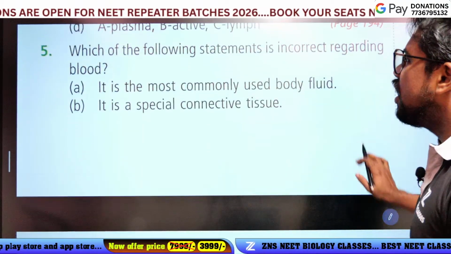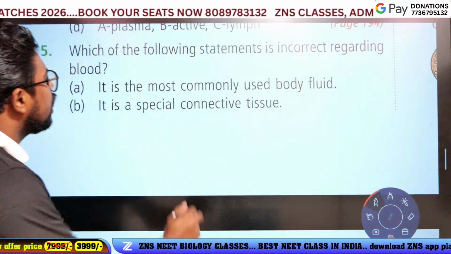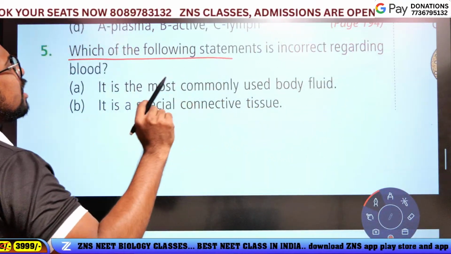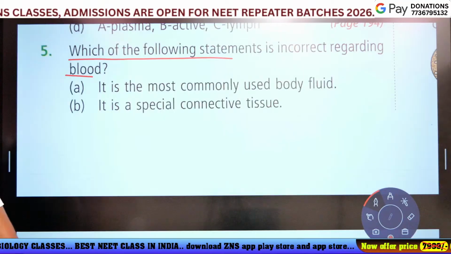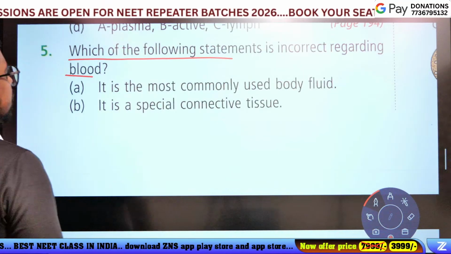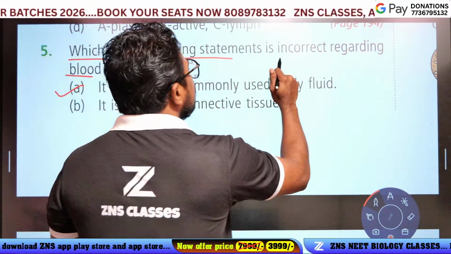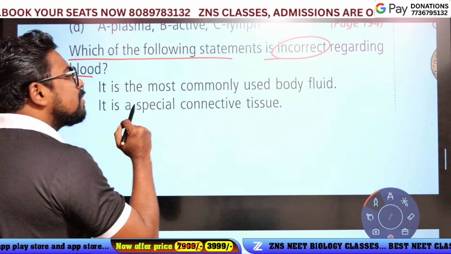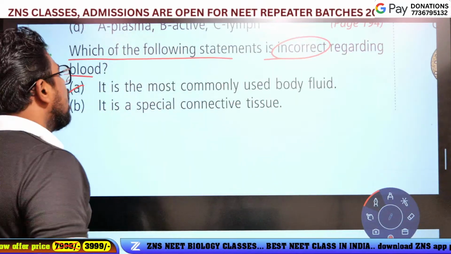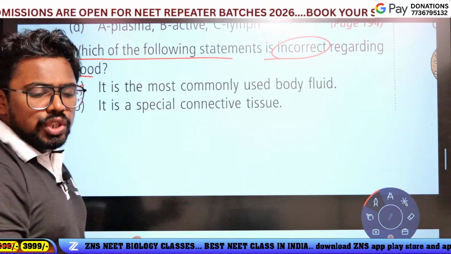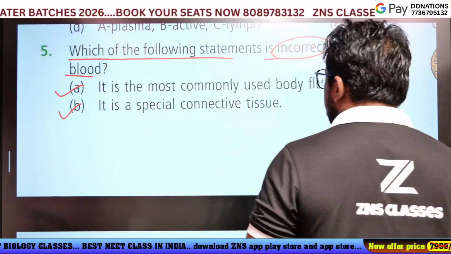Okay, next question. Which of the following statements is incorrect regarding blood? Look here, guys. It is the most commonly used body fluid. These statements are correct. We want the incorrect statement, but these statements are correct. The most commonly used body fluid is blood. It's correct, and it is a special connective tissue. Yes, these statements are correct.